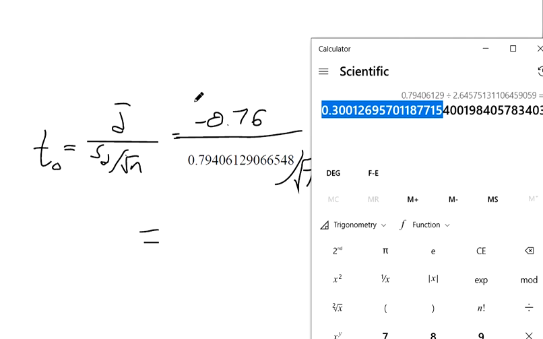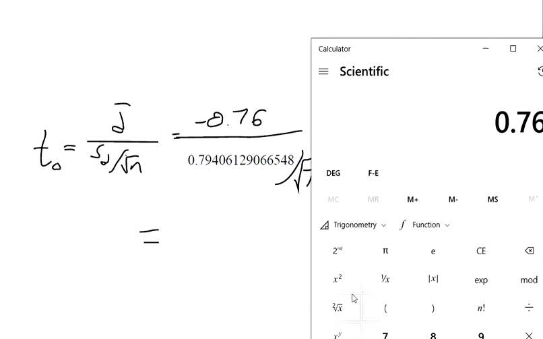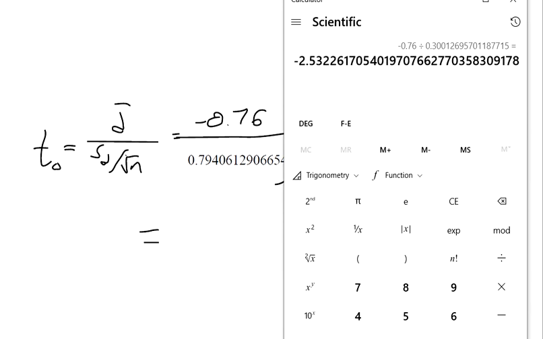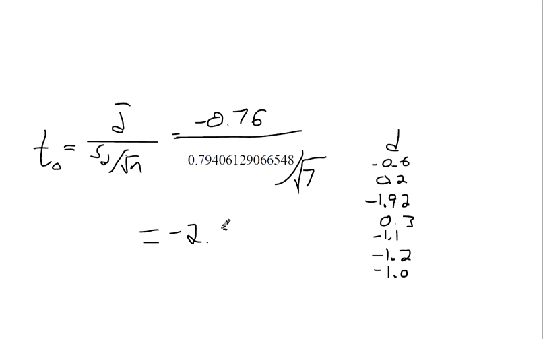Now we just need to divide by what we just found the denominator to be. I'm going to type in negative 0.76, and I'm going to divide that by the denominator. So I got a test statistic of negative 2.53, rounded to the second decimal place.